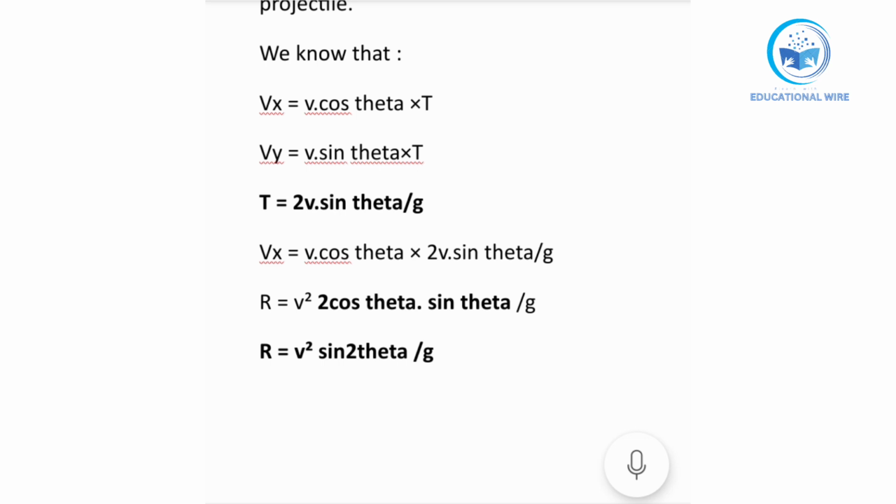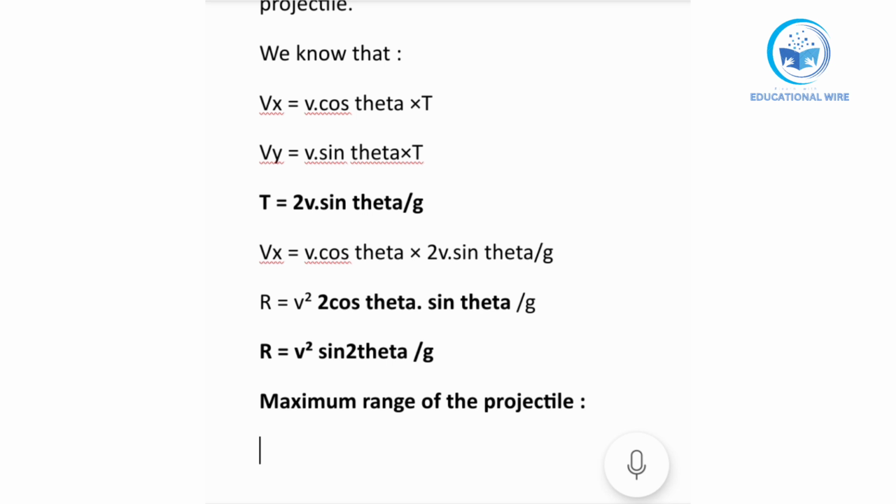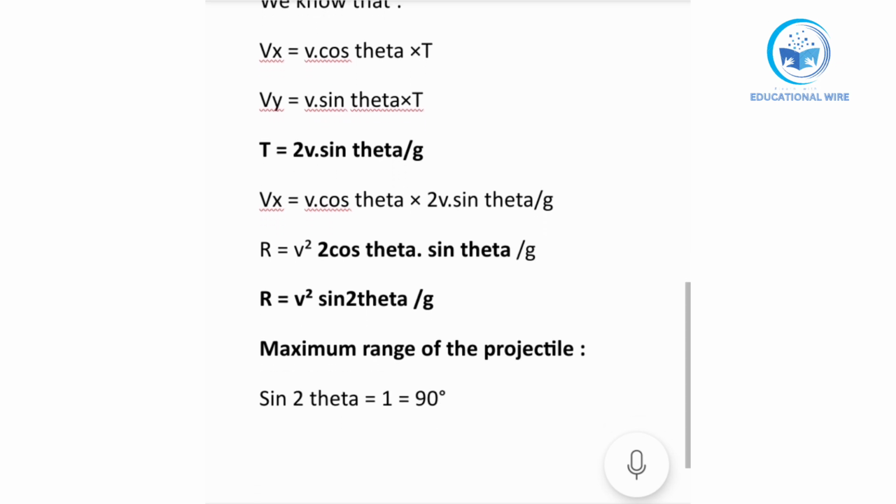Now last we are doing the maximum range of the projectile. This is a simple range, but if we have to find the maximum range of the projectile, how can we find that? So to find the maximum range of the projectile, we know that sine 2 theta is equal to 1, and when sine 2 theta is equal to 1, it is equal to 90 degree, where an angle is equal to 90 degrees, so sine 2 theta is equal to 1.